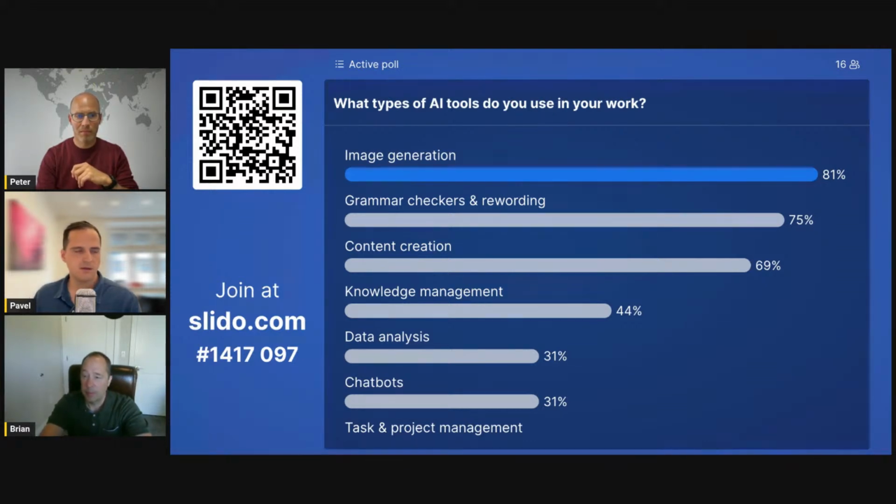Absolutely. All right, so it looks like we got quite a few responses here. Thank you guys for participating. Image generation is leading the way, 81%. Grammar checkers, content creation, knowledge management.